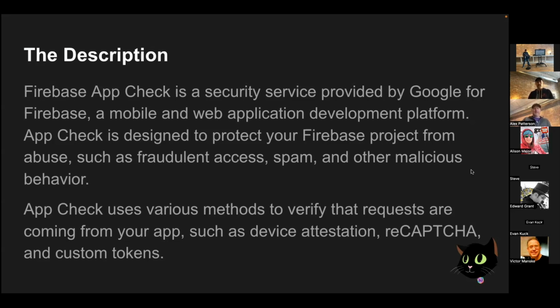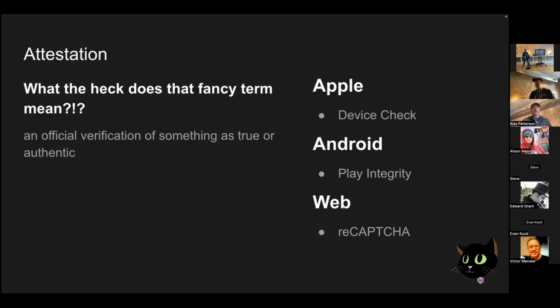From an App Check standpoint with the different methods, the one that we'll be focused on tonight is reCAPTCHA, since it's the web version of it. So attestation, huge word. I'm not big on huge words that don't make sense. It does make sense if you know the word, but what the heck is it? It's an official verification of something as true or authentic. So you might get legal documents and things that have attestation attached to them. This is the same kind of meaning. They need to know that your website is who you say you are and where you say you are. So that's kind of the key to that.